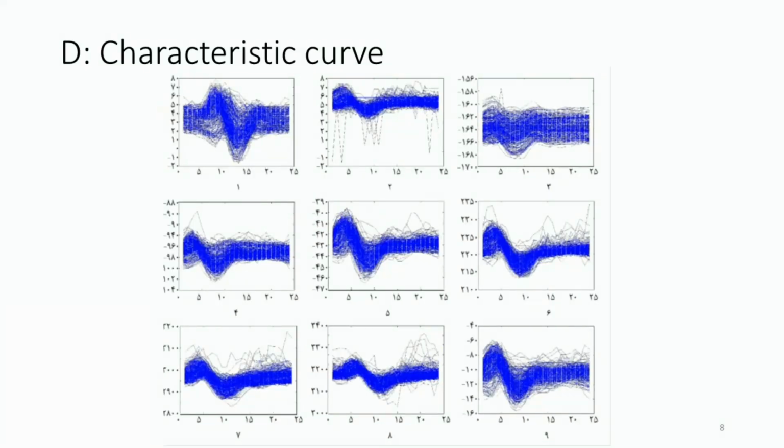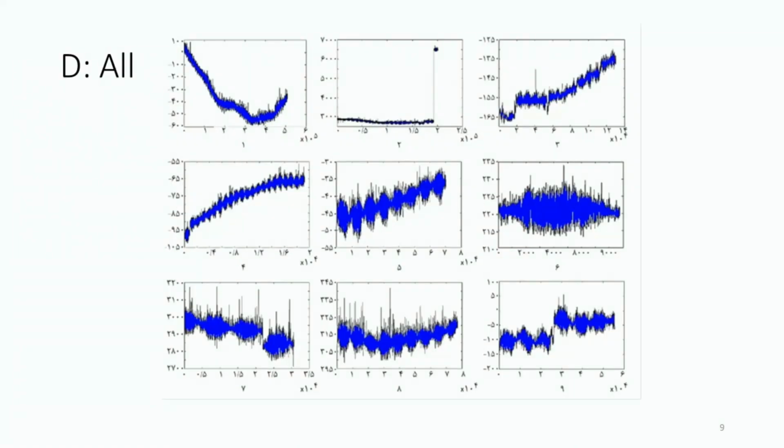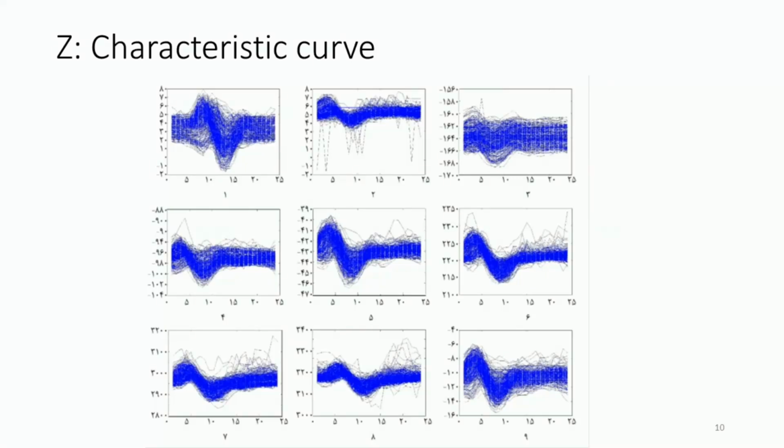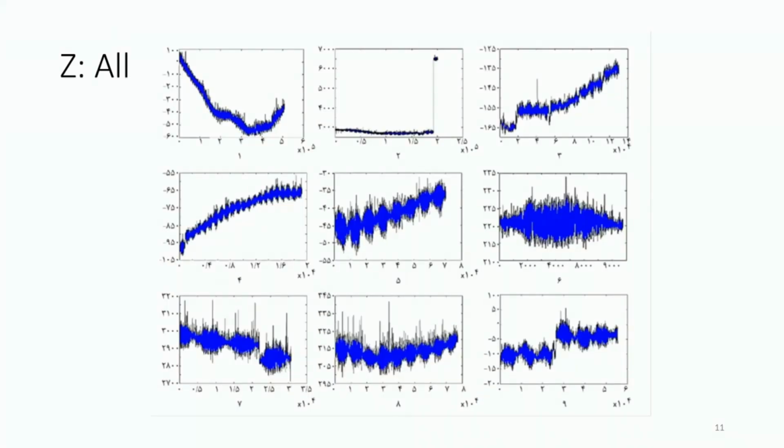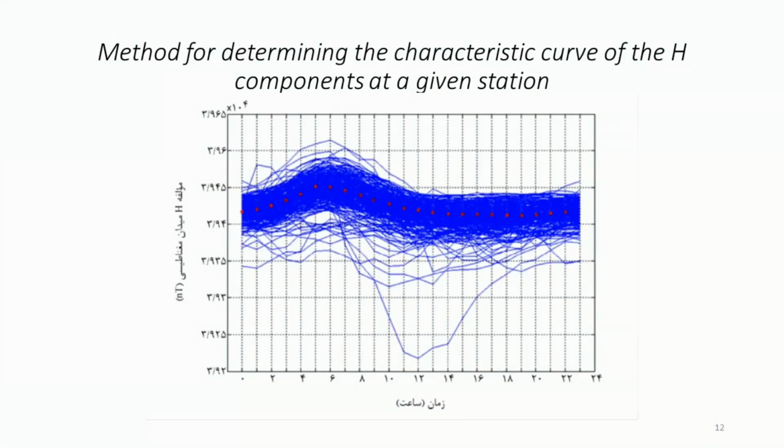Here is the D component and the whole data for the D component of the geomagnetic data in these 3 stations and 3 different components, and also the Z component and the whole data for the Z component. Finally, I use the method to digitize the characteristic curve and extract it from this uncertainty band of the data, which is composed by overplotting the geomagnetic records for 24 hours per day for a 1 year period.